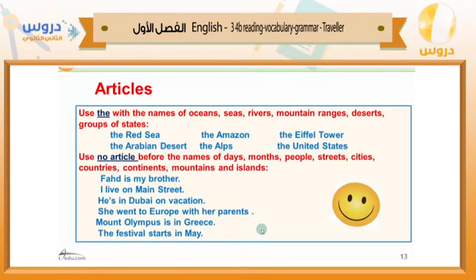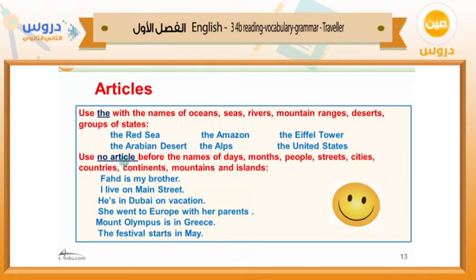Also, we use the article the, the definite article, with the names of oceans, seas, rivers, mountain ranges, deserts, and groups of states. So we have the Red Sea. It's one of a kind. There's only one Red Sea on Earth. The Amazon, the Eiffel Tower, the Arabian Desert, the Alps, the United States, and so on.